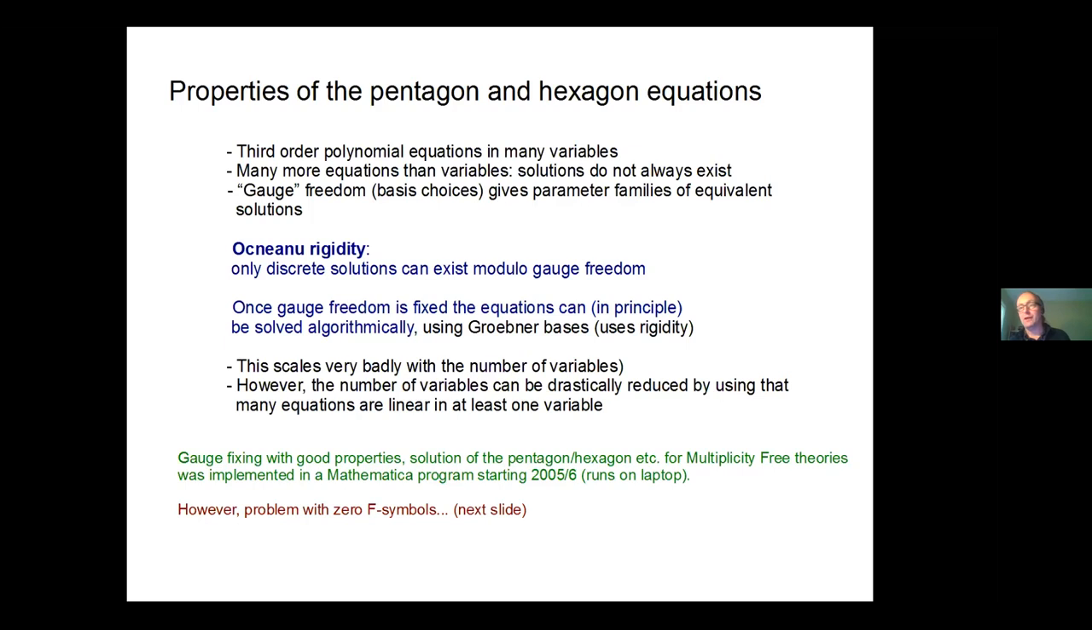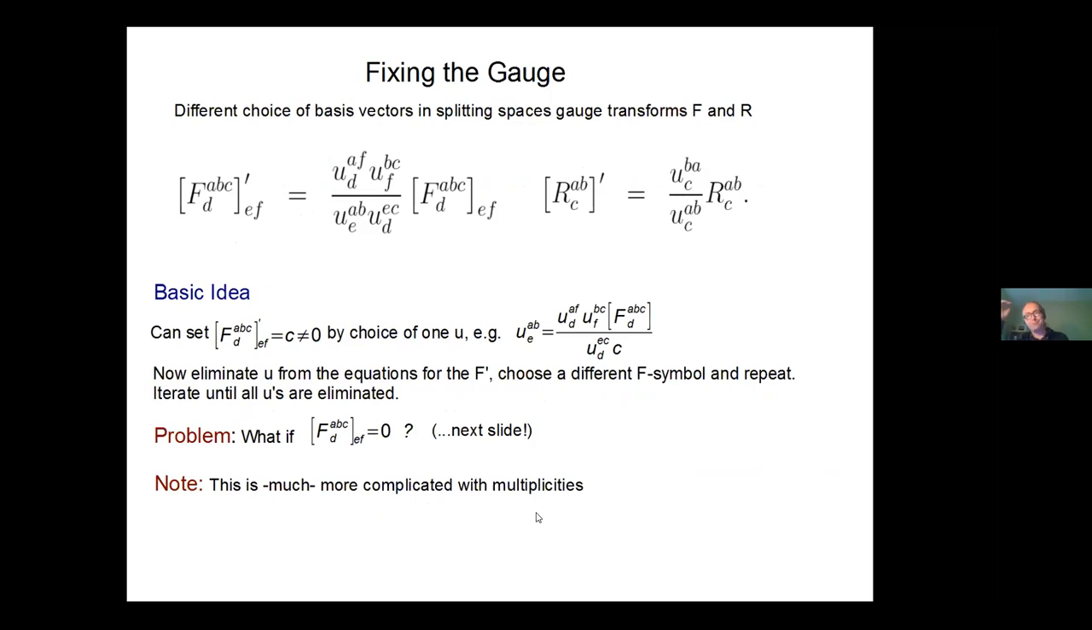You can easily go in the simplification step from several hundred variables to only three variables, and then you apply your Gröbner bases algorithm. So the main thing is that you do have to fix the gauge, but for multiplicity-free theories, we already had this implemented in 2005 or 6, and also the actual solutions afterwards. There's only one issue, which is that some of your epsilons may be zero, and then the gauge fixing doesn't work. So let me show how the gauge fixing actually works.